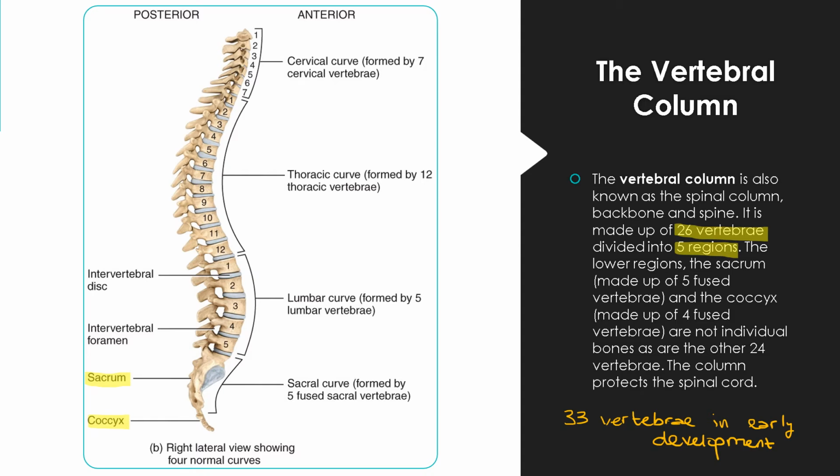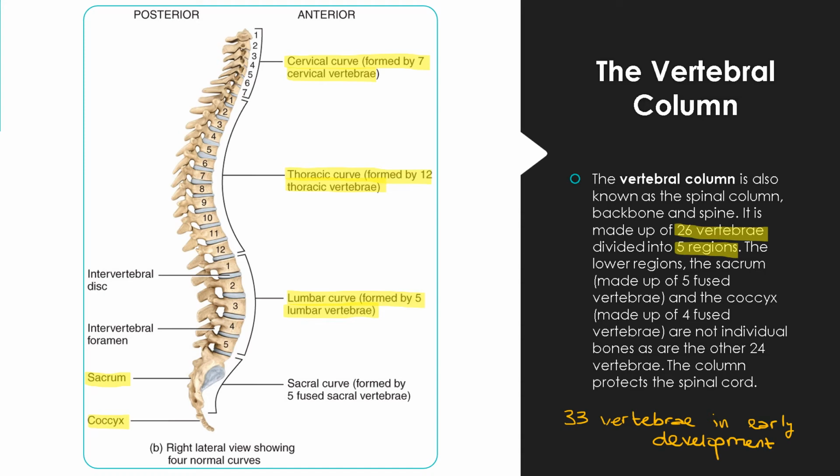So here is the distribution of vertebrae in the vertebral column. There are 7 cervical vertebrae. There are 12 thoracic vertebrae, 5 lumbar vertebrae, 1 sacrum, and 1 coccyx.